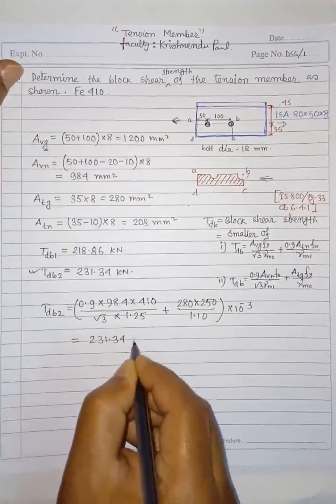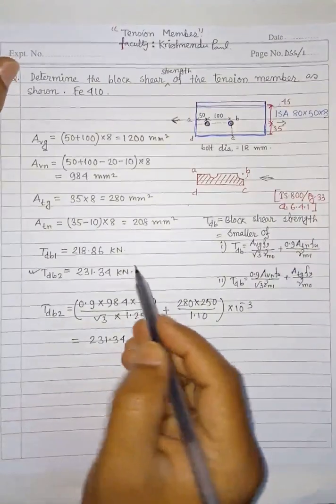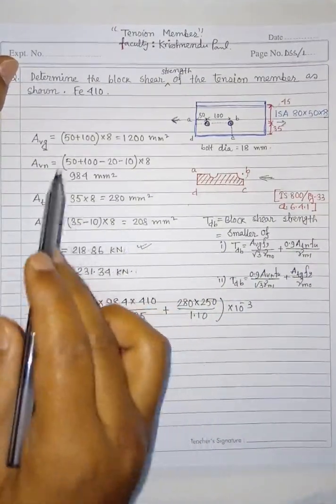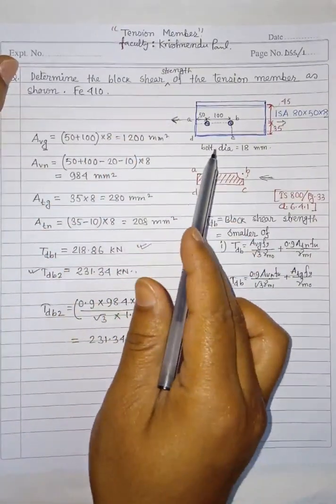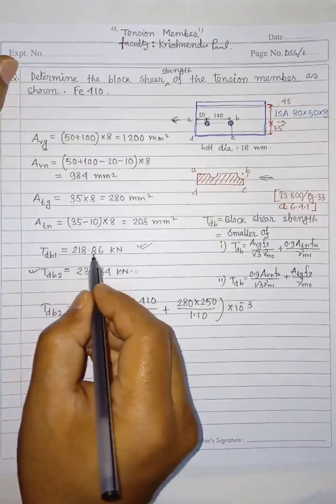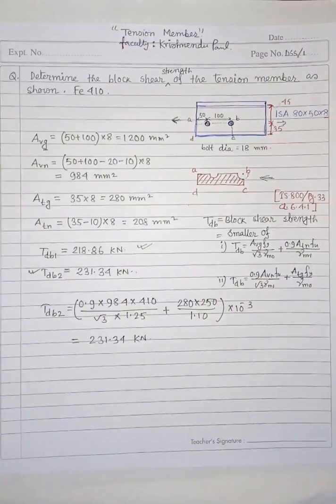So it will be 231.34 kilonewton. Out of these two values, the smaller one is this one, so the block shear strength of the angle section for this arrangement will be 218.86 kilonewton. I hope you have understood, and if you don't understand, then I recommend you go through the previous lectures and the lecture notes, and then try to understand.